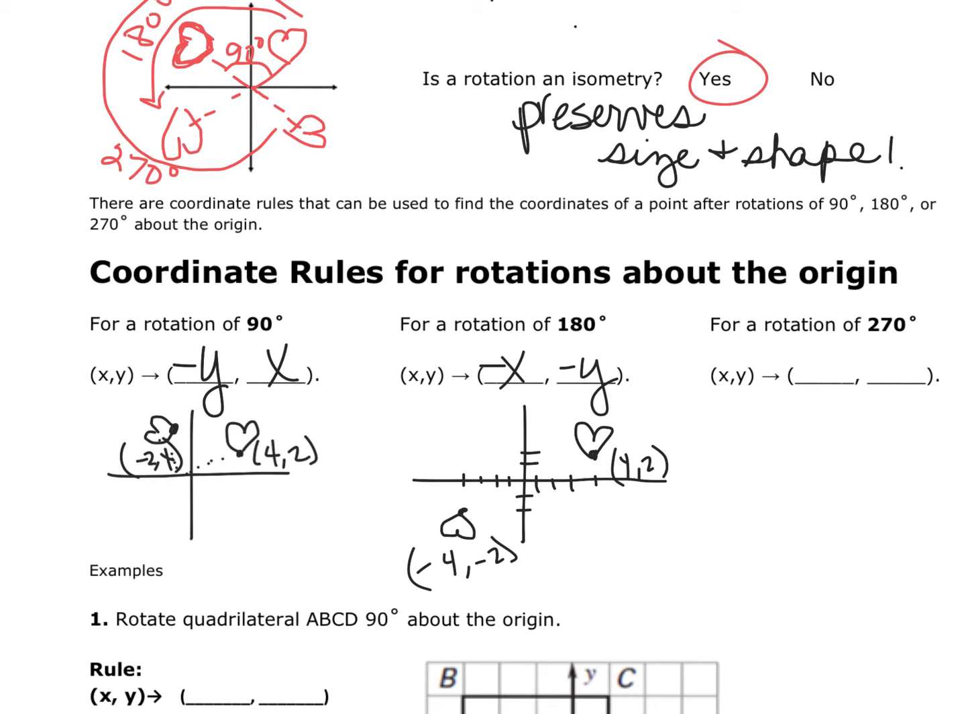For a 270 rotation, the rule is (y, negative x). So again, I'm at (4, 2). And if I go all the way around to here, I end up at (2, negative 4).